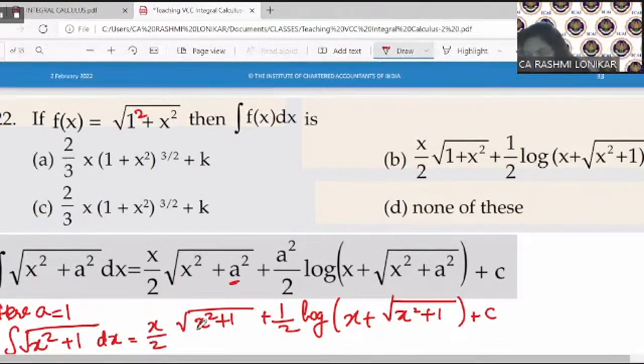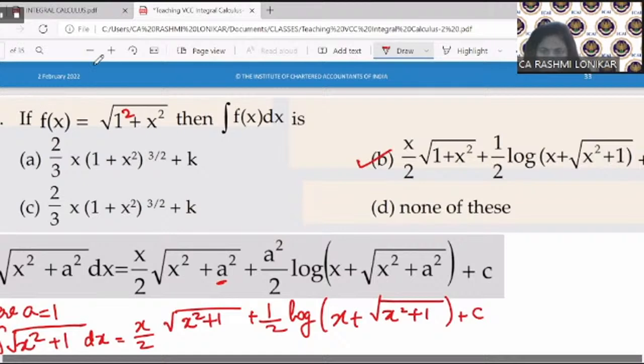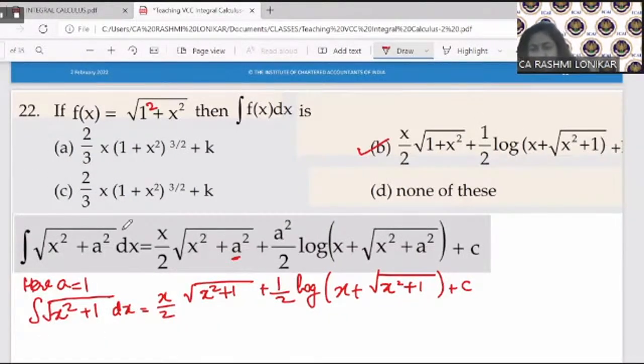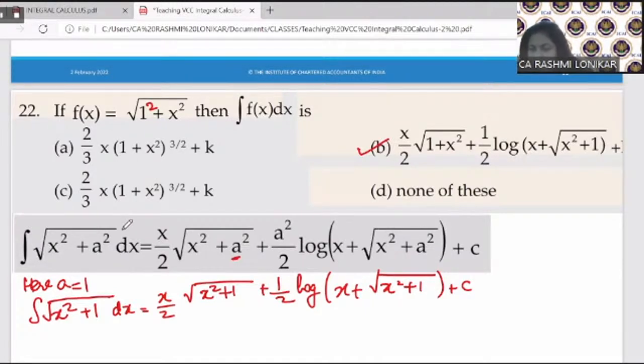x upon 2 under root of x square plus 1. Instead of x square plus 1, I can write 1 plus x square also. So here you can see x by 2 under root of x square plus 1 plus 1 half log of x plus under root of x square plus 1 plus c. So this is the correct answer. There is a plus k, I think, over there. Yeah, so plus k. Can you see over here that this is the correct answer?